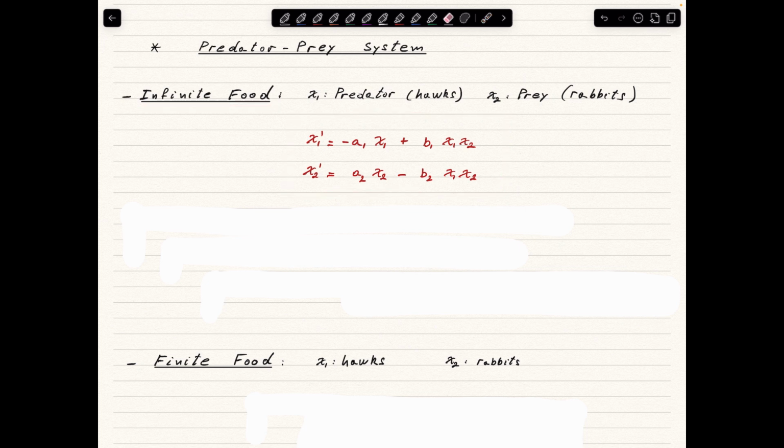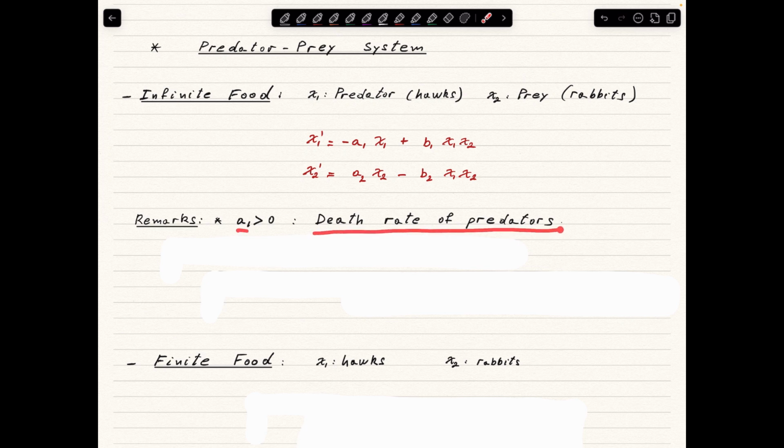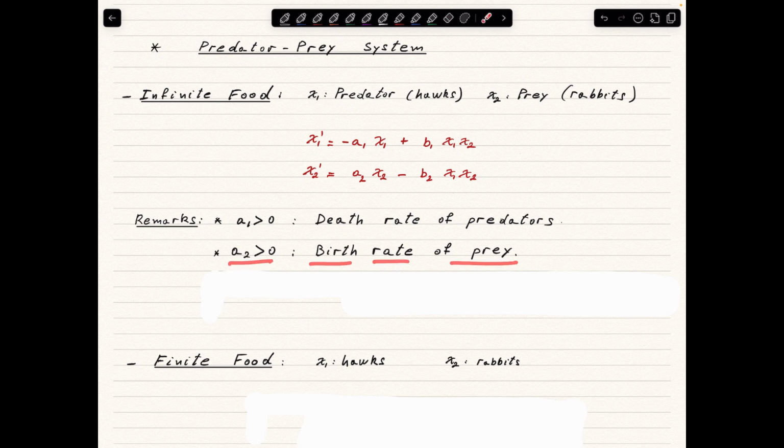A few remarks that we mentioned already. Let's put them in writing. The coefficient a1 is positive, so this negative sign has a meaning. And a1 is the death rate of the predators. You can see that when there is no prey, this is what is going to model the predator population in that case. a2 is the birth rate of the prey. We have a positive sign here.